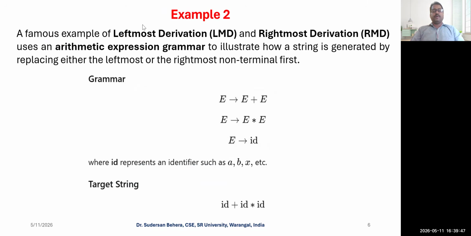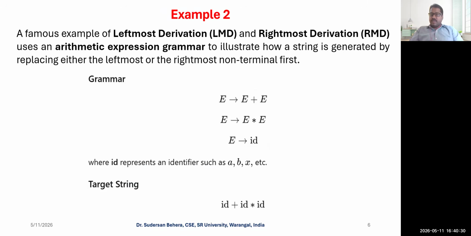Here you see, this is one of the famous examples where you can easily understand what is leftmost derivation and rightmost derivation. This grammar is particularly made for arithmetic expressions. It is used to solve arithmetic expressions in a compiler. So you first read the grammar once. The grammar has three productions. Production 1 is E derives E plus E. Production P2 is E derives E into E. And production P3 is E derives identifier ID.